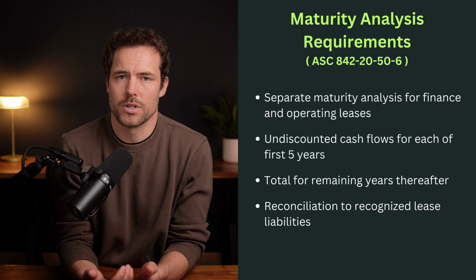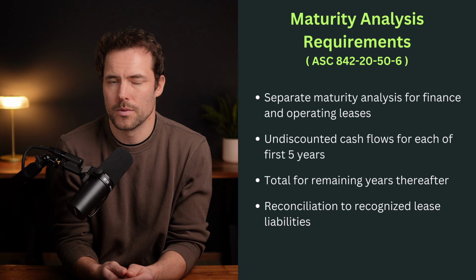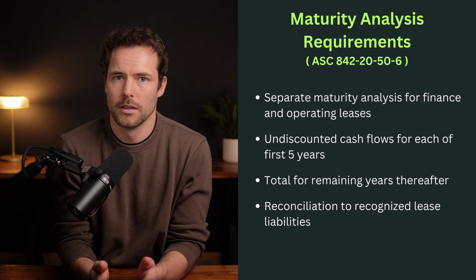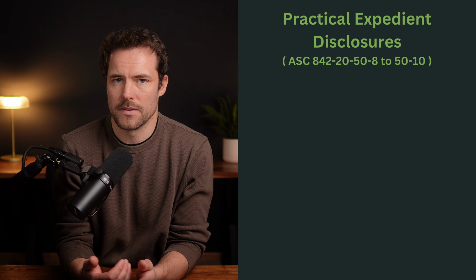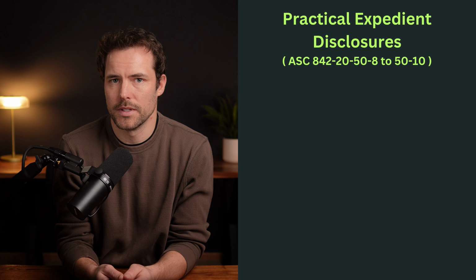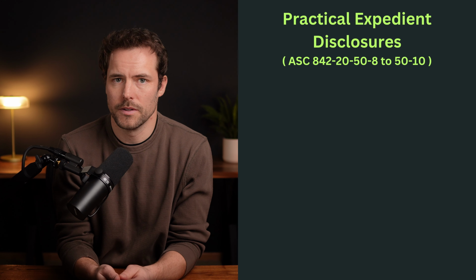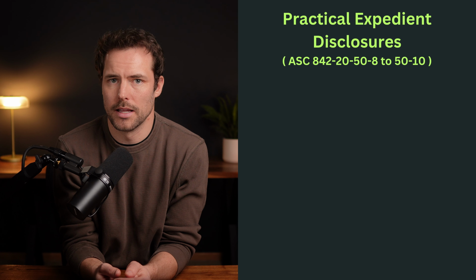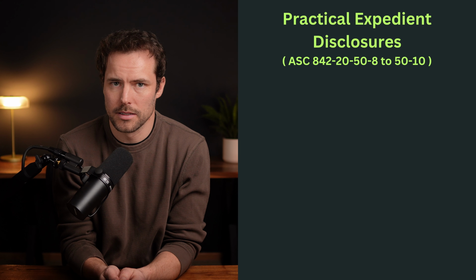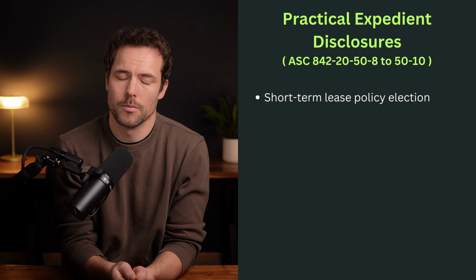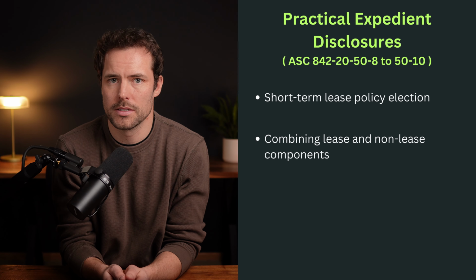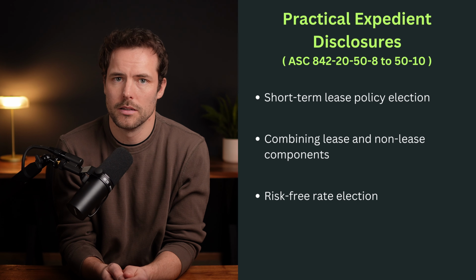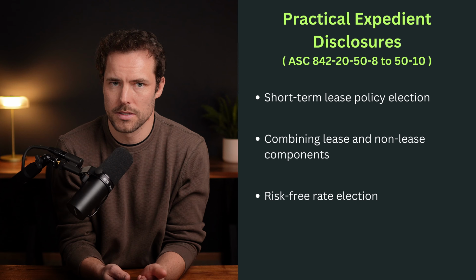Then there are some disclosure requirements around related parties, which again we haven't covered in this series. That's another advanced topic. And finally, in paragraphs 842-20-50-8 through 50-10, the standard requires a lessee that elects any of the practical expedients, short-term leases, combining lease and non-lease components, or using the risk-free rate as the incremental borrowing rate, to disclose those elections.